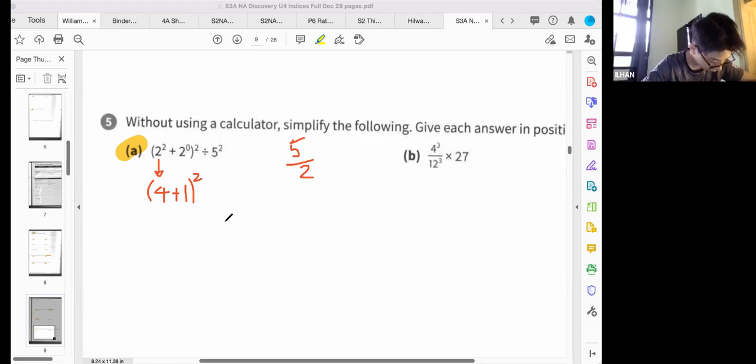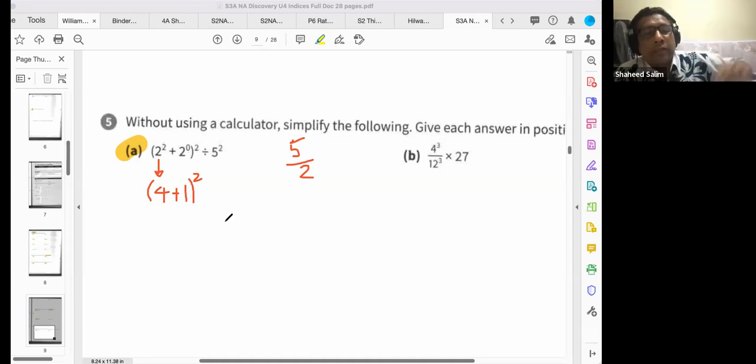I copy down only. I put both divide. Oh, okay. Oh, sorry, this is plus. Yeah, this is plus, we make it bigger.